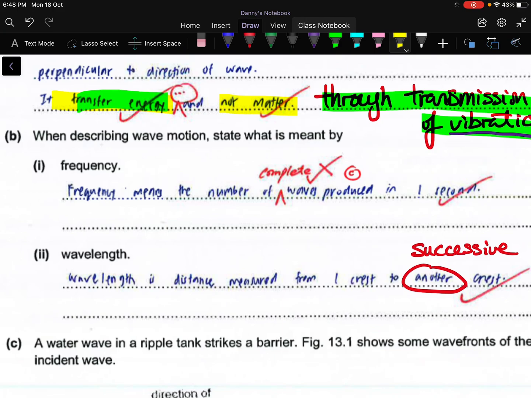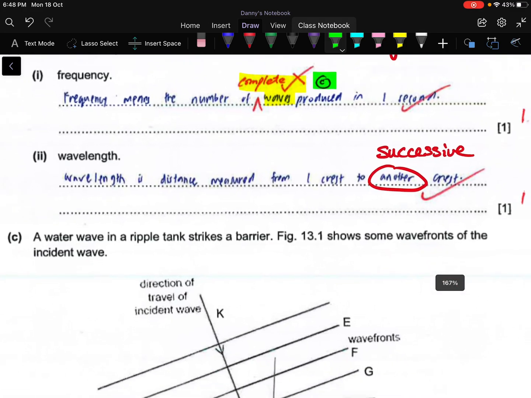For B part 1, it is very important that you define the wave. Okay, this is the number of complete waves produced in 1 second. For this particular exam, we will condone the error if you didn't add in the adjective. Okay, but in set 4, we will penalize you.